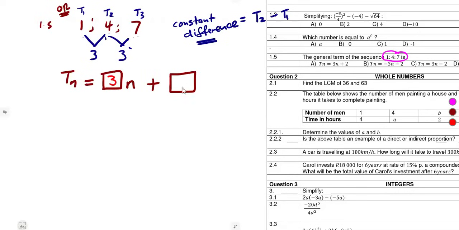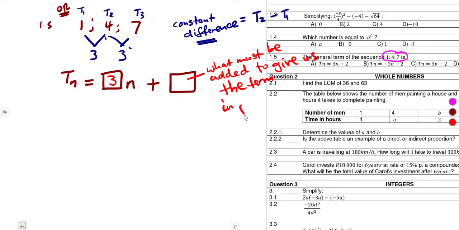But this part is what must be added to give us what is corresponding. Is it either this one, this one, or this one? What is corresponding at that position? What must be added to give us the term in that position?